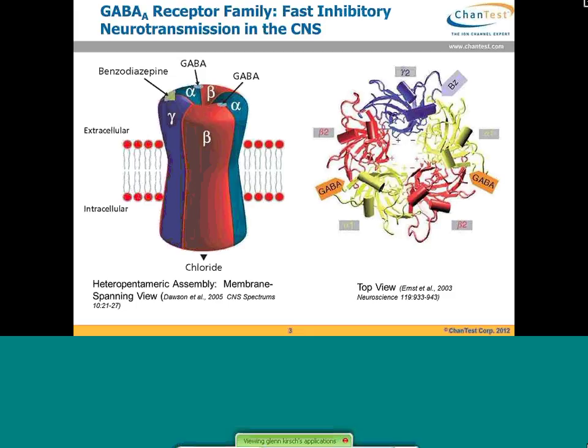So the GABA receptors are pentameric structures that have two alpha subunits, two beta subunits, and an auxiliary either gamma or delta subunit. The binding sites for the GABA ligand are at the intersection between the alphas and the betas, and then there's also potentiator sites such as the benzodiazepine site between gamma and alpha subunit. And then the overview from the top looks like this. The central cavity is the pore for chloride movement, which gives the inhibitory effect of hyperpolarizing the membrane.